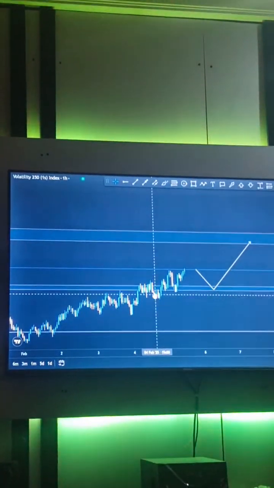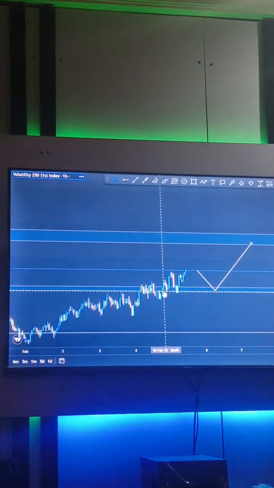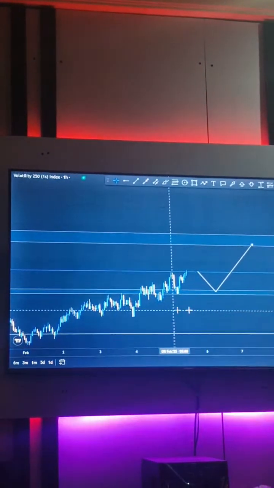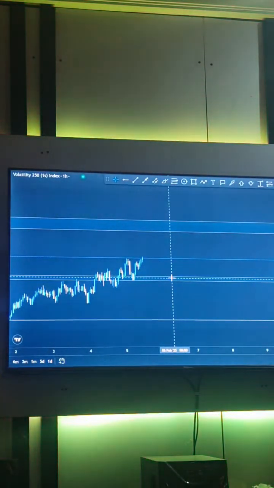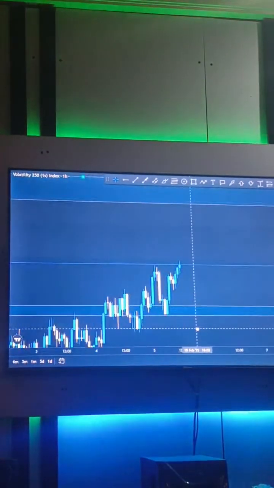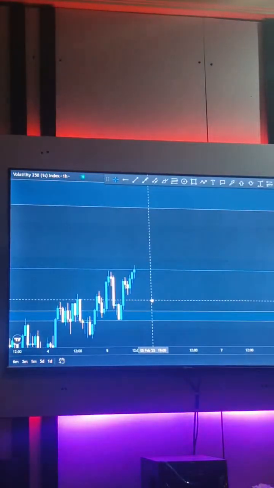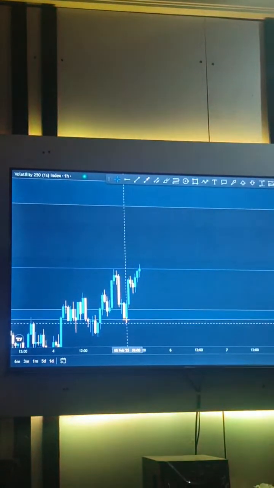Okay, we already got the retest. Guys, we already got the retest already. 1 hour has already done the retest. You can see that. We might not be coming back down. We're not coming back here again.